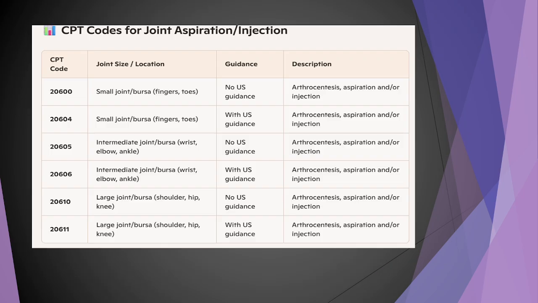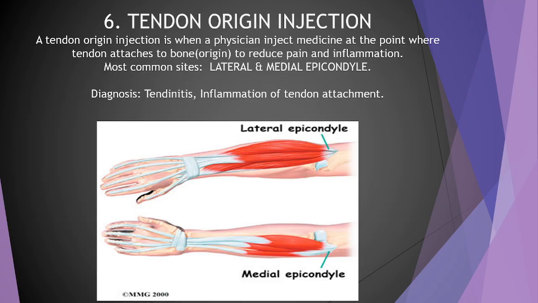It's number six. Okay. So that's a tendon origin injection. So what do you mean by tendon origin injection? Why does it need to be injected at the tendon's origin? So if a patient has an inflammation at the tendon site, then what will a physician do? He will inject the medicine at the point where the tendon attaches to the bone, to reduce the pain and inflammation. So the most common sites are the lateral epicondyle and the medial epicondyle.